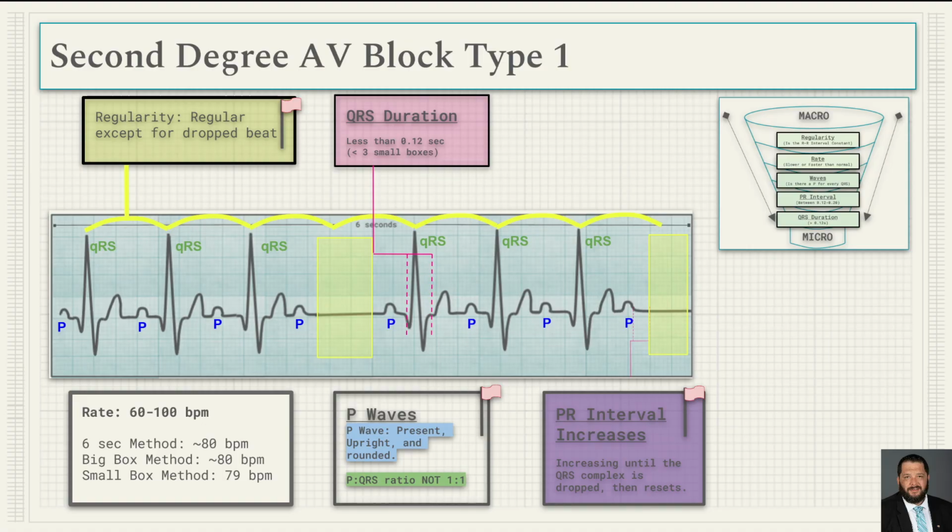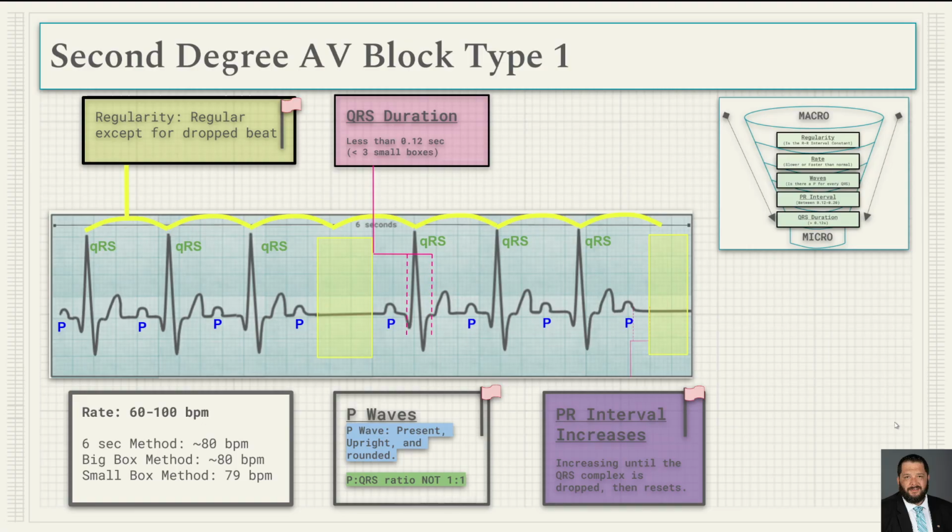Notice our PR interval on our first complex and compare it to our second complex. Then compare that to our third. The PR interval is getting longer and longer with each complex until eventually we reach the fourth P wave, which has no QRS complex associated. Then we have the fifth P wave and the associated QRS complex, and then it stretches for the next, stretches even further for the third, until it drops the fourth. This is a second-degree AV block type 1.